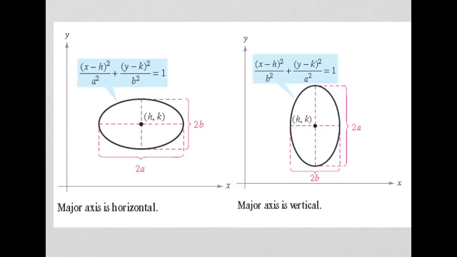So again, just to summarize real quick, center at h comma k. 2a is the value of the major axis, 2b is the value of the minor axis. Your ellipse is horizontal if the larger number is underneath your x term, and the ellipse is vertical if the larger number is underneath the y term, and it's x minus h and y minus k, just like for the parabola.